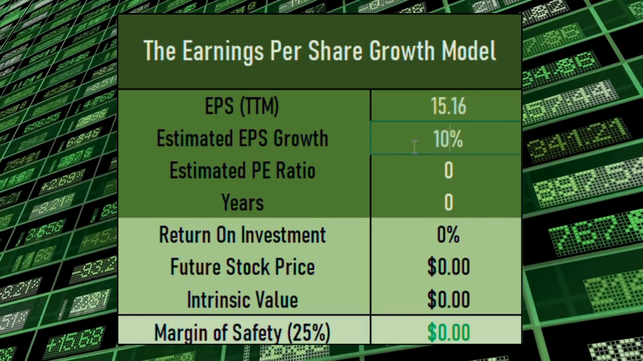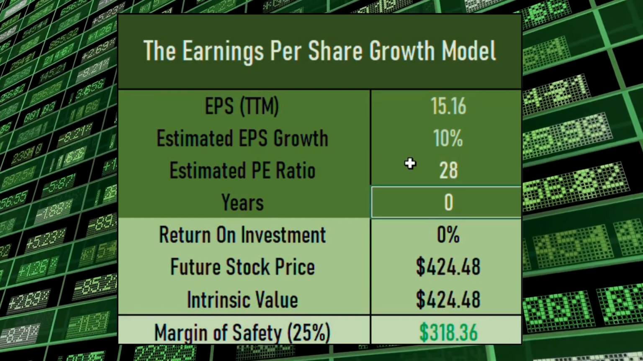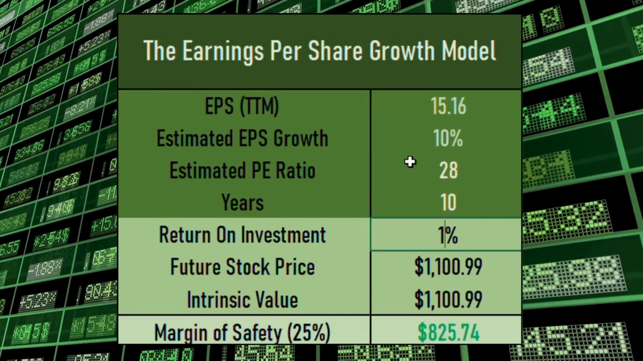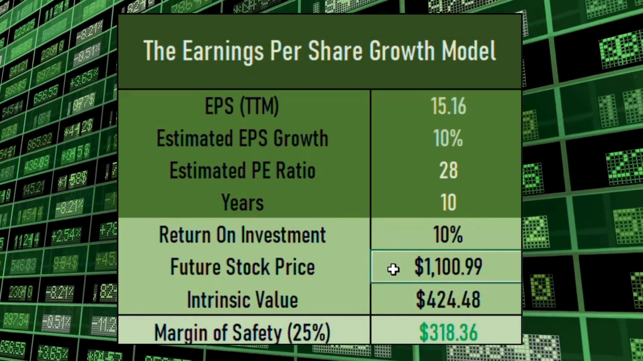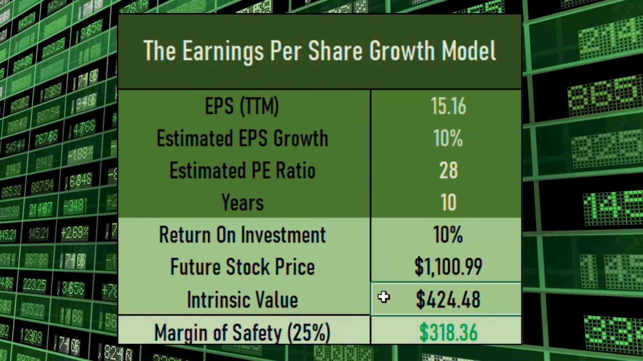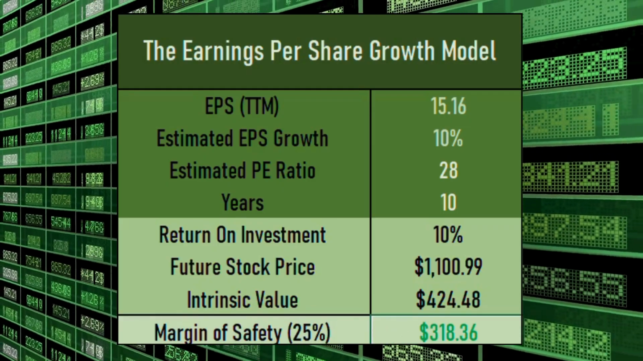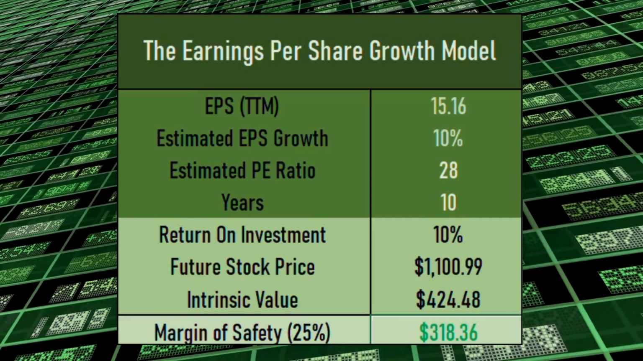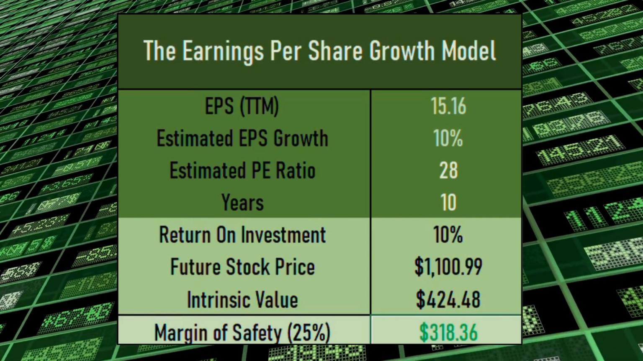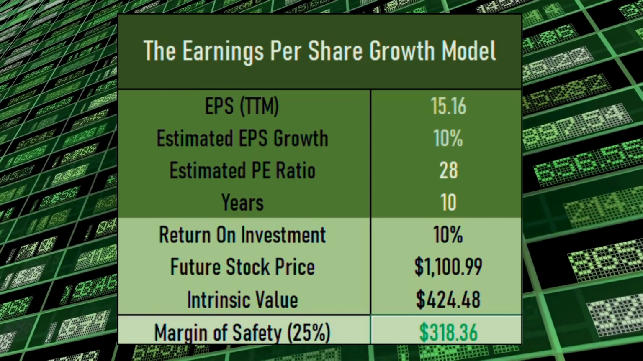Assigning a forward price to earnings ratio of 28, projecting 10 years forward, and applying a desired return rate of 10%. This results in a future stock price of about $1,101. The current intrinsic value is about $424, with a margin of safety at $318. Since the current price of $387 is below the intrinsic value, this scores a check. But it depends on how much margin of safety you want to apply, and what your outlook for the company is, as well as the return on the investment you would like to see.